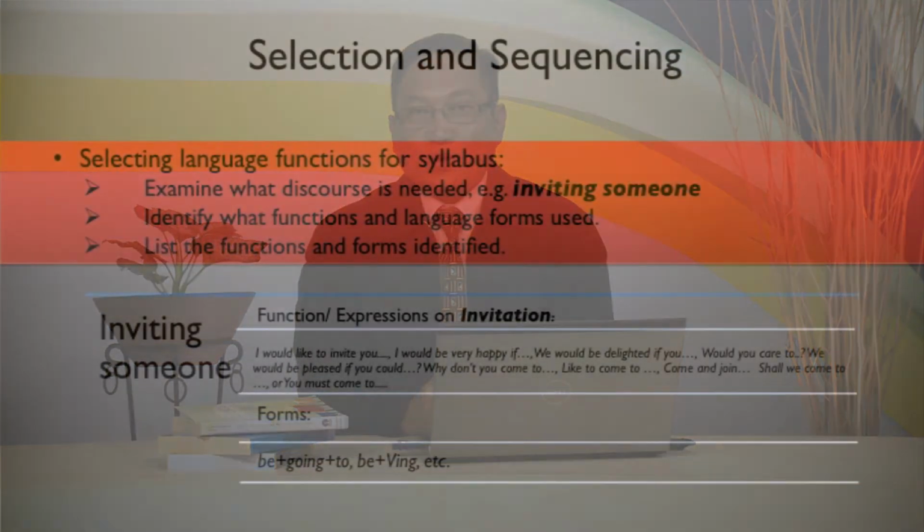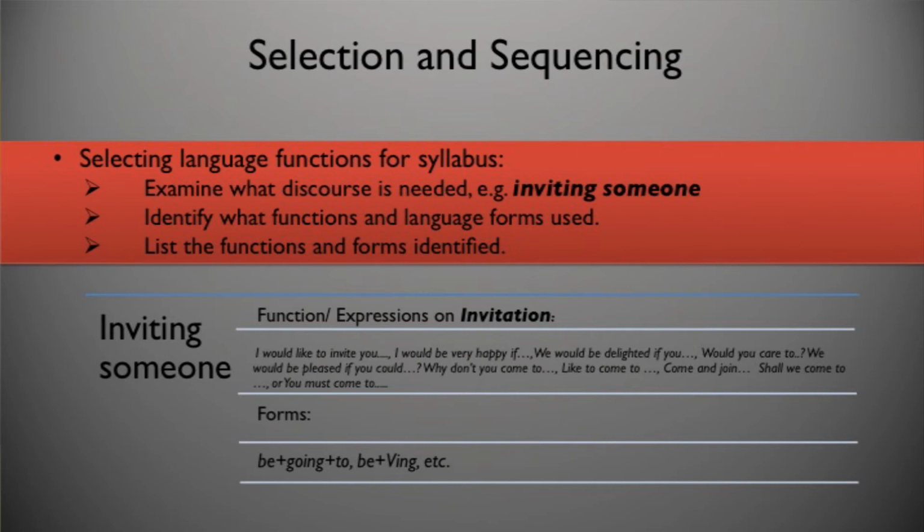The selection and sequencing in functional syllabus. In selecting the materials to be included in functional syllabus, there are at least 3 steps. The first one is examining what discourse will be needed by the students. Based on that identified discourse, we then identify the functions needed and also the forms used in that discourse, and then list all those functions or words to be included in the materials.